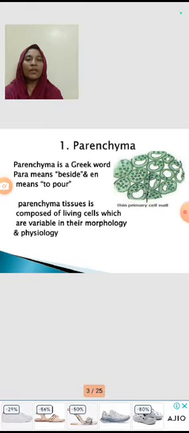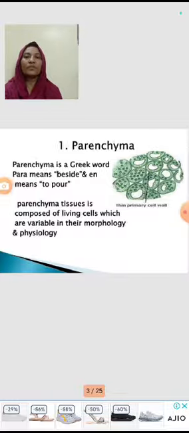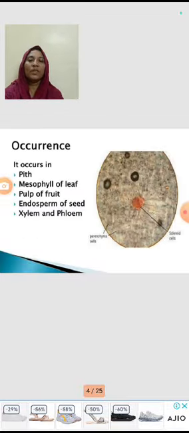First, the parenchyma. This word is derived from Greek, para means beside, and enchyma means to pour. This is a tissue which is composed of living cells which are variable in their morphology and physiology. Where does it occur? It occurs in pith, mesophyll of leaf, pulp of fruit, endosperm of seed, xylem and phloem.